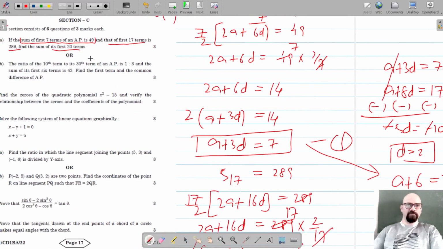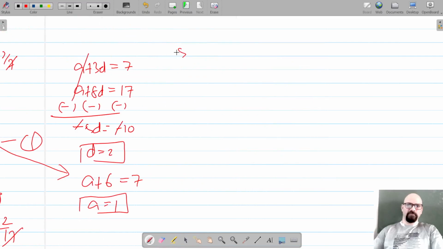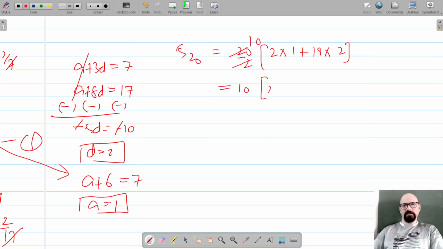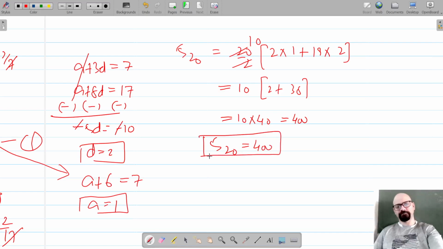We have to find the sum of first 20 terms. So sum of first 20 terms is n by 2 into 2 into a plus n minus 1, which is 19 into d, which is 2. This is 10 into 2 plus 38, which is 40. So sum of first 20 terms is equal to 400.